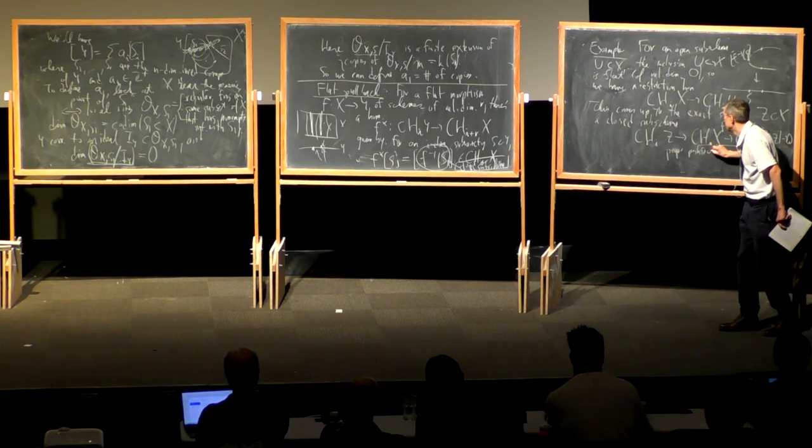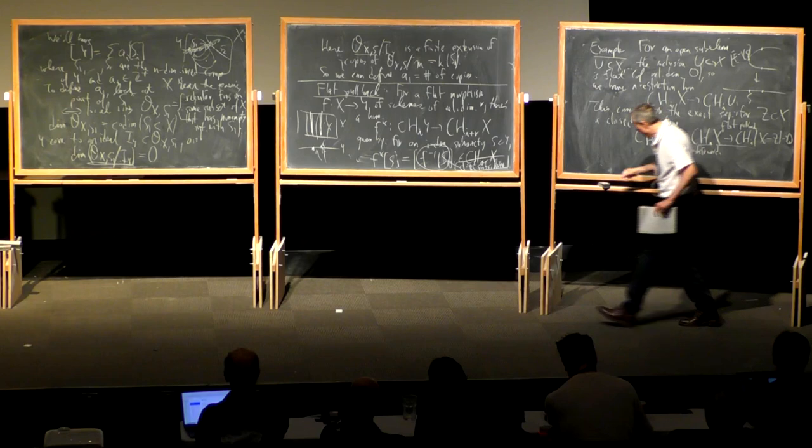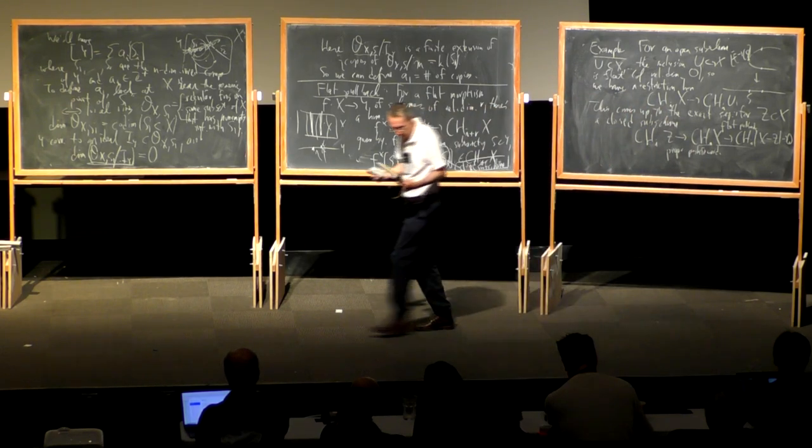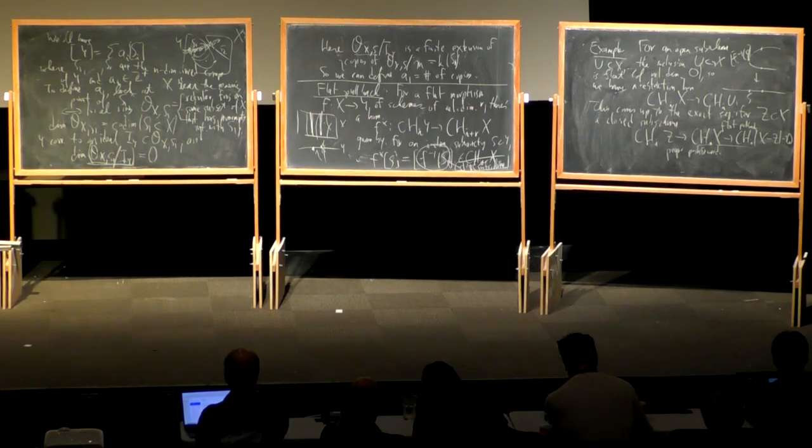closed subscheme is proper. Okay, that's just putting things together a bit. Let's see. Okay, and maybe so, yeah. So one example I should mention is homotopy invariance. Let's say that.